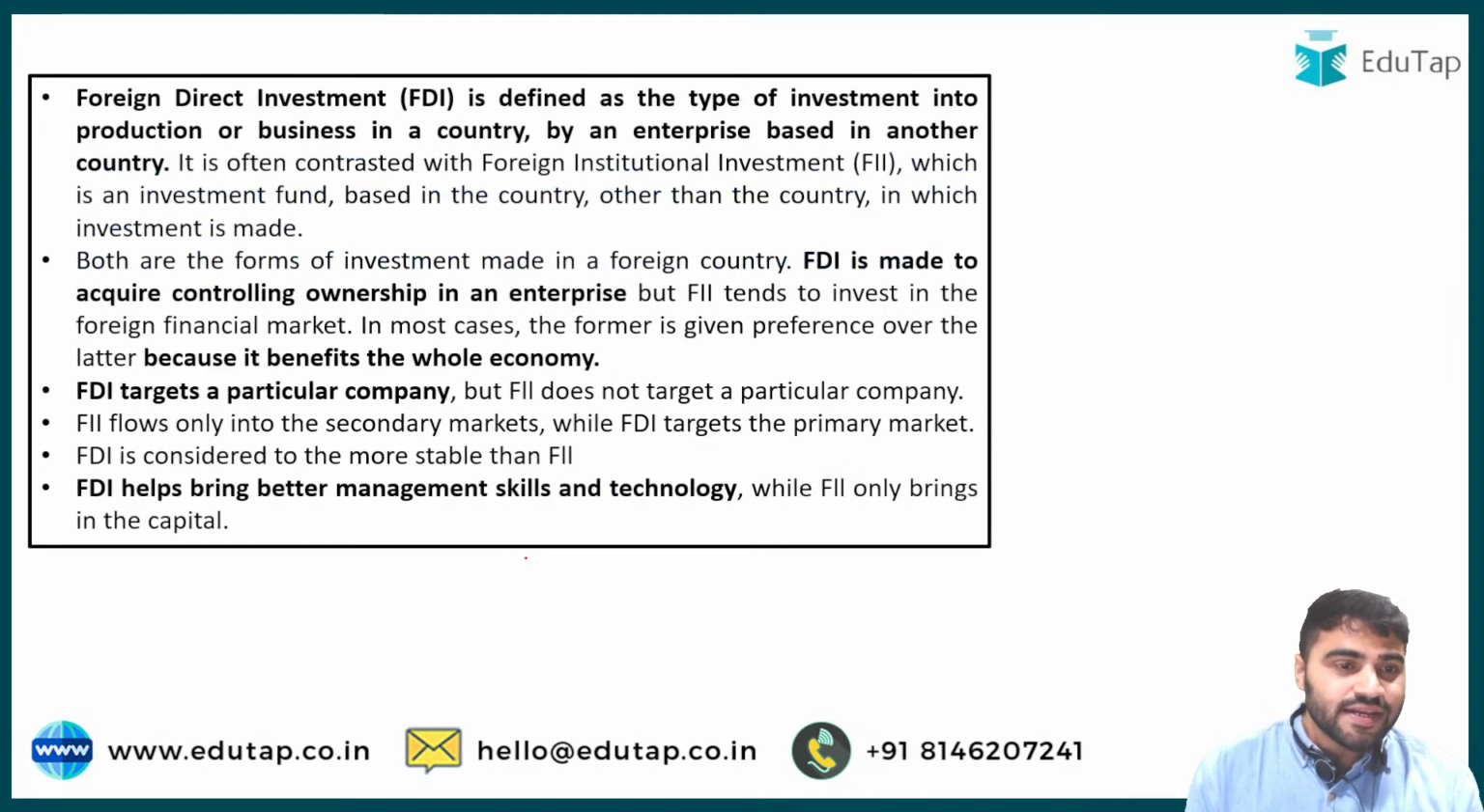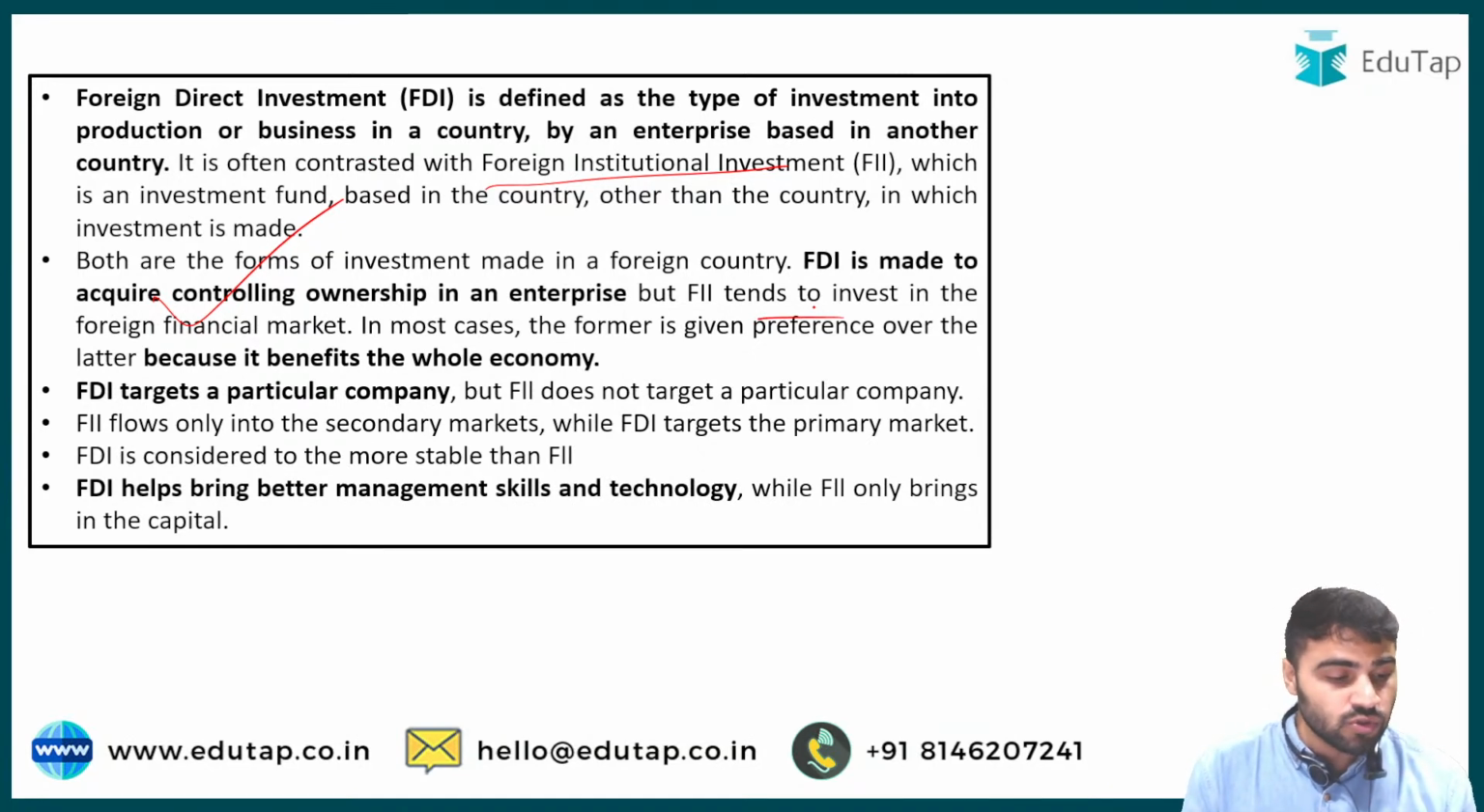Here you can read that foreign direct investment is defined as the type of investment into production or business in a country by an enterprise based in another country, right? It is often contrasted with FII, which is an investment fund based in a country other than the country in which the investment is made. So basically both are forms of investment made in a foreign country, but FDI is made to acquire controlling ownership in an enterprise, while FII tends to invest in the foreign financial market, right? So this is the basic difference between FDI and FII.